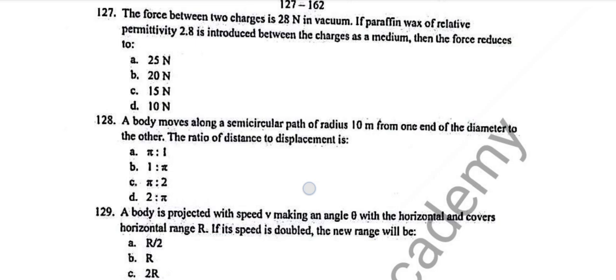Distance is equal to the semicircle arc, that is equal to pi r. Displacement is equal to the diameter, that is equal to 2r. So the ratio here is pi to 2.